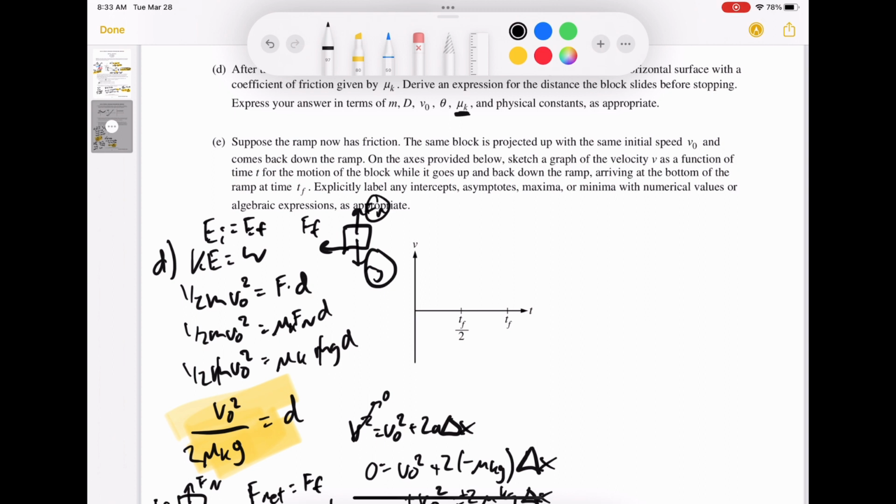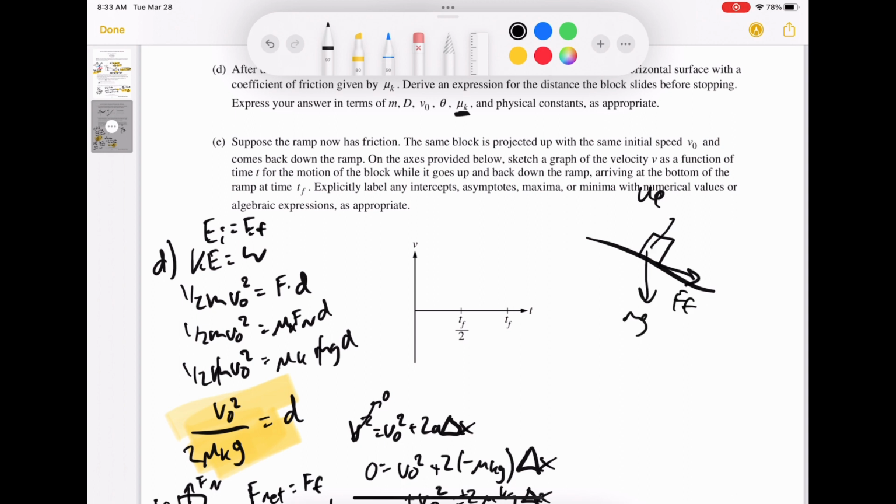Okay, so this is really asking if we understand what this graph is going to look like, right? And so I'm drawing a diagram here to visualize what's happening. On the way up, I want to use a free body diagram because I want to show how the forces are changing on the way up and the way down, right? And so I'm going to solve for my F net. I have mg sine theta, that's down the inclined plane, and then I also have ff down the inclined plane. So my F net is going to be equal to ff plus mg sine theta.